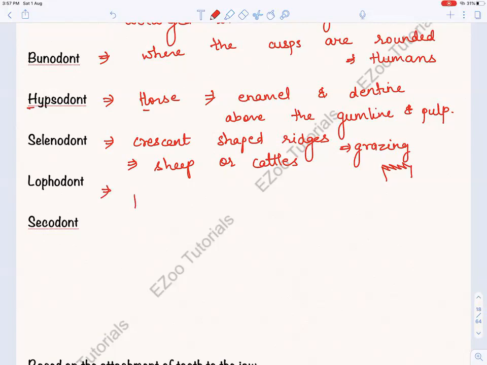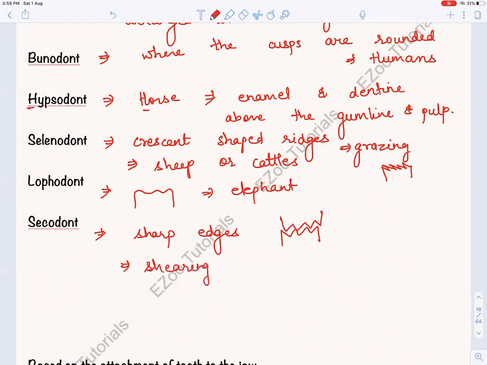Lophodont is something like this, and it is present in elephant. And secodont have sharp edges. If this is one tooth, the other tooth is like this, and it is helpful for shearing. Obviously it is present in animals like cats and dogs. So this is just a simple way of classifying the teeth.